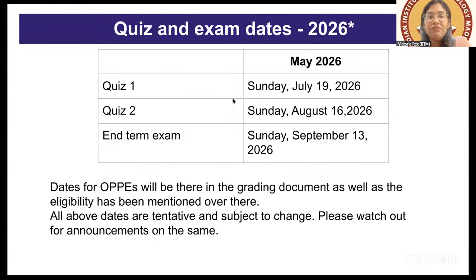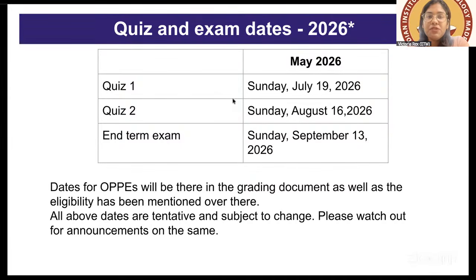So here we have given you the dates. Quiz one is going to happen on July 19th, quiz two will happen on August 16th, and the interim exam will happen on September 13th. The dates for the OPPE exam will be given to you in the grading document. The allocation, which slot you are going to write your OPPE, will also be given to you over there.